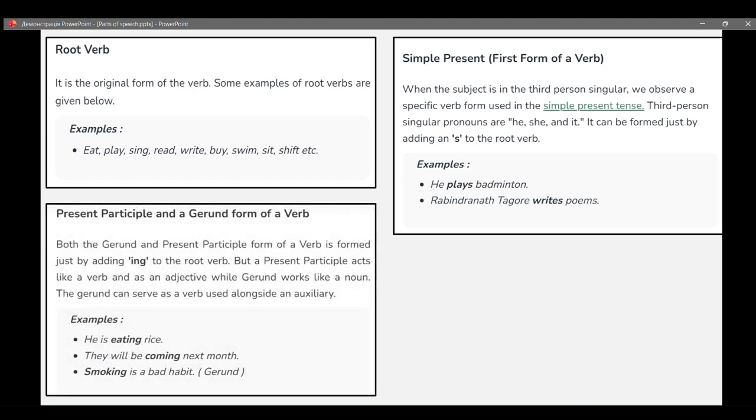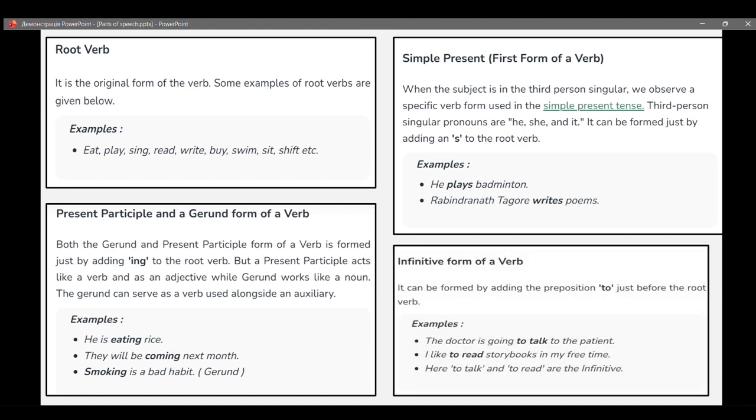Present participle and a gerund form of a verb. Both the gerund and present participle form of a verb are formed just by adding -ing to the root verb. You will have examples. He is eating rice. They will be coming next month. Smoking is a bad habit. The last one is a gerund.